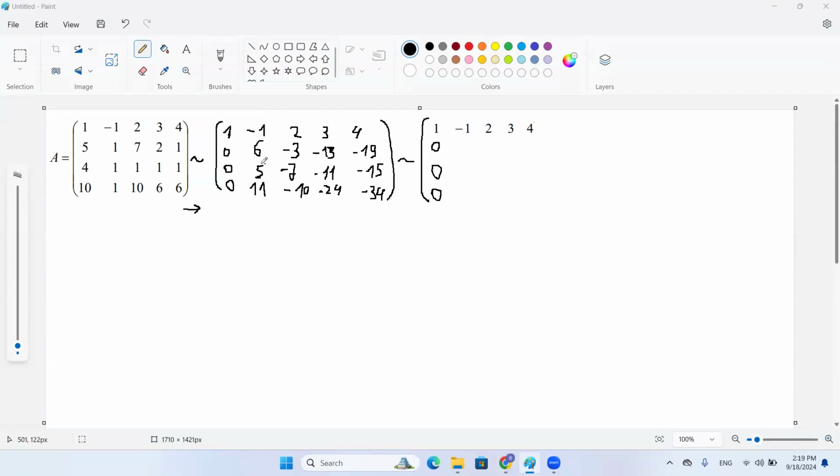We need to take 0 in the third and fourth row and second column. Yes. I suggested firstly to take this row and subtract it from this, and subtract from this one multiplied by 2. What is the idea?